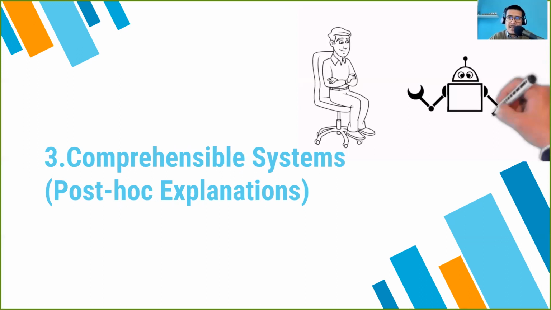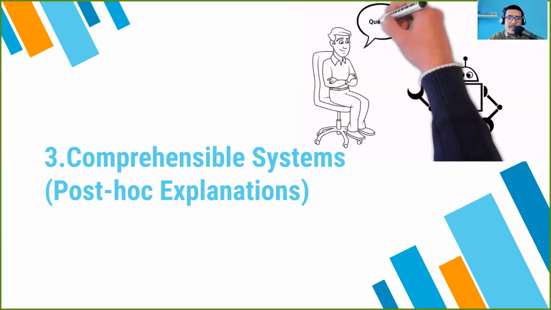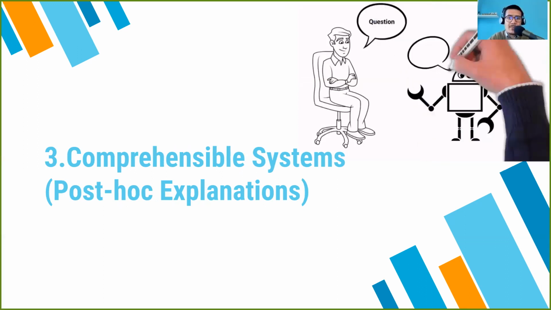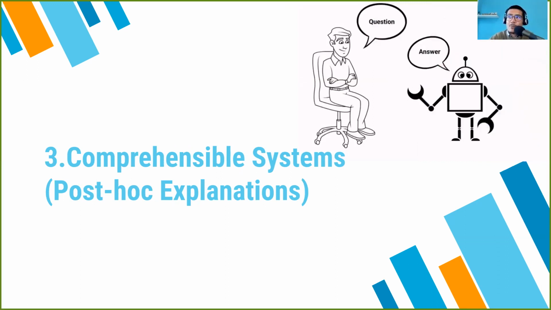The third level is comprehensible systems, in which the system is able to answer using a post hoc explanation, for instance, a natural language explanation or an image as explanation when we ask a question. And knowledge graphs are particularly useful for this specific interpretation of explainable AI, because you can perform queries on a knowledge graph.